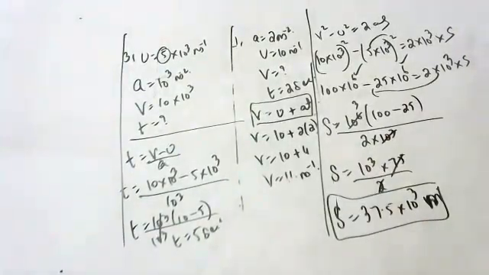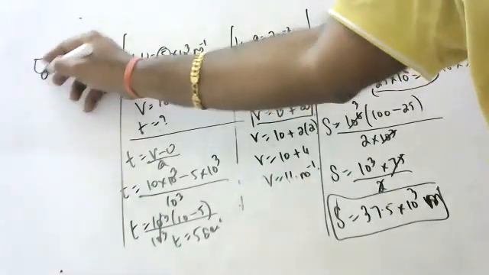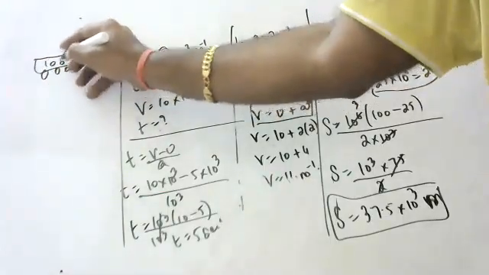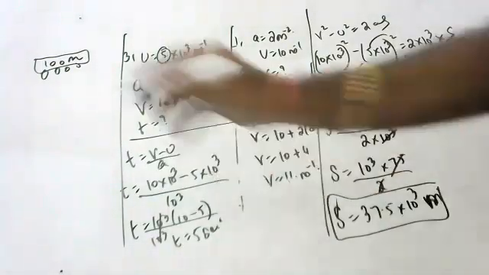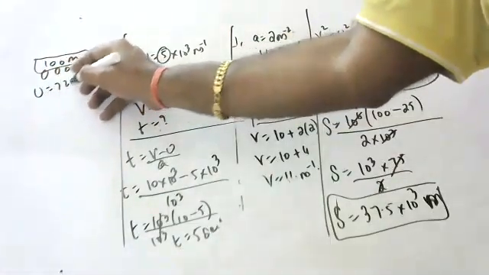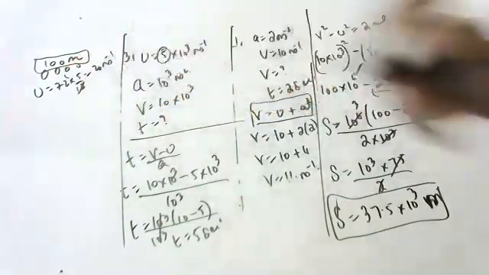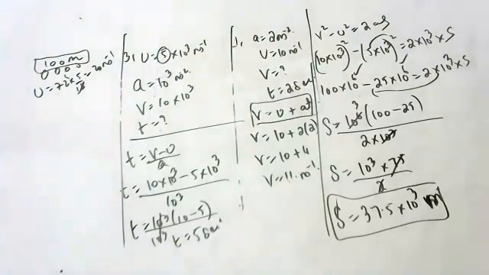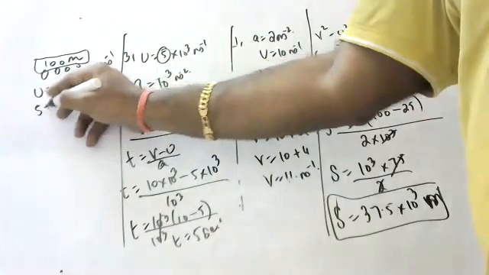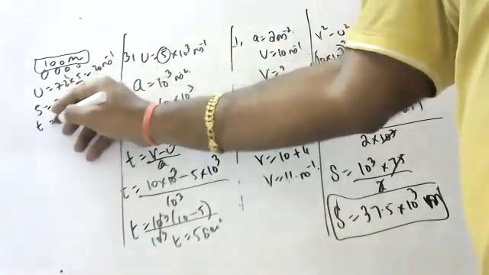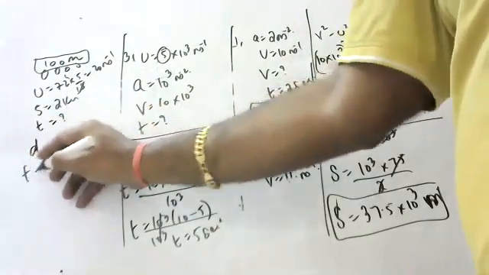A train 100 meters long is there. It is moving with a speed of 72 kmph, that is 72 into 5 by 18, which is 20 meters per second. Find the time it takes to cross a bridge which is 2 kilometers long. So time is equal to distance by speed. Distance is equal to speed into time, so time is equal to distance by speed.